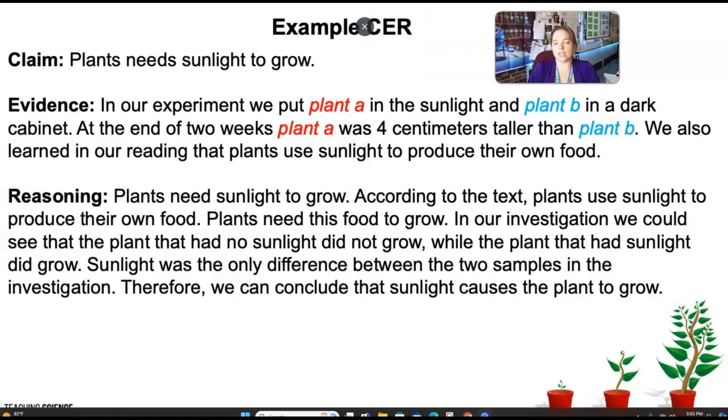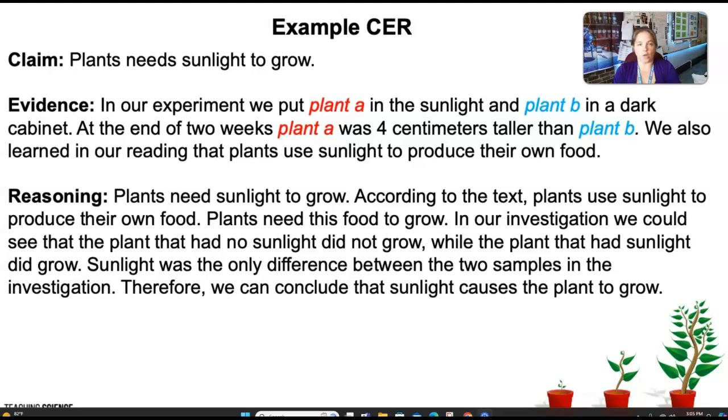All right, let's look at an example CER. First, claim: Plants need sunlight to grow. Your claim is straightforward. It is one sentence, and it tells exactly what you think. No ambiguity. Evidence: In our experiment, we put plant A in the sunlight and plant B in the dark cabinet. At the end of 2 weeks, plant A was 4 centimeters taller than plant B. This is evidence. We also learned in our reading that plants use sunlight to produce their own food.